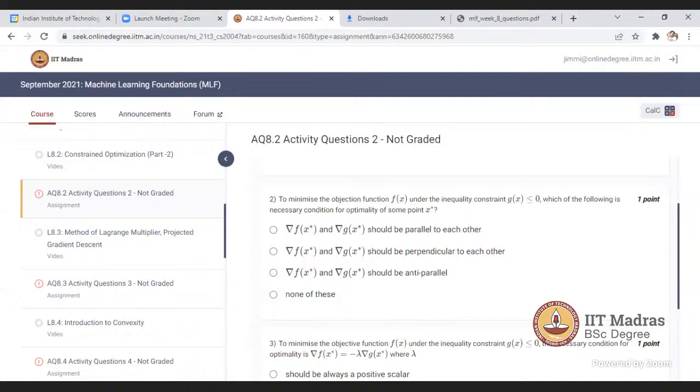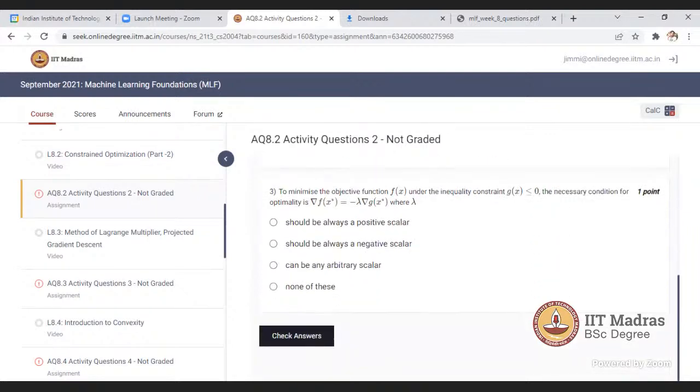The second question says: to minimize the objective function fx under the inequality constraint gx less than or equal to 0, which of the following is the necessary condition for optimality of some point x star? All these things are already mentioned directly in the sir's notebook. The necessary condition for optimality is del of fx star equals minus lambda times del of gx star, where lambda should be a positive scalar or a negative scalar? Positive scalar. Exactly. And in case of equality constraint? An arbitrary scalar, sir. Yes, it can be positive or negative both.